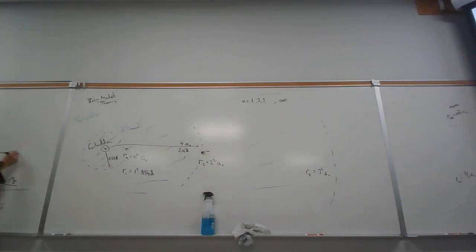The next allowed energy is called E2. E2 is going to be -2.179 × 10⁻¹⁸ joules divided by 2 squared. And so it'll be 1/4 of this energy. And then we have E3, which is going to equal -R_H/9. E4 is equal to -R_H/16, etc.